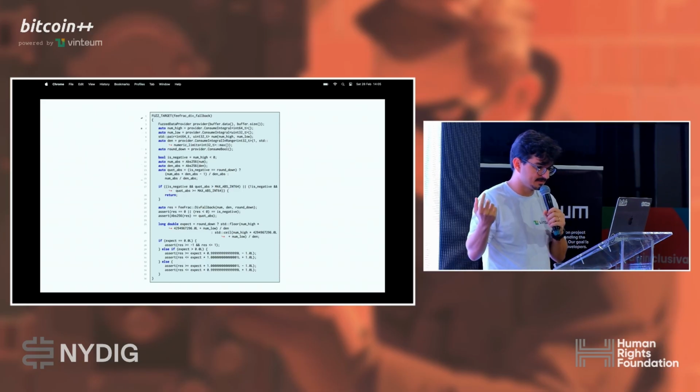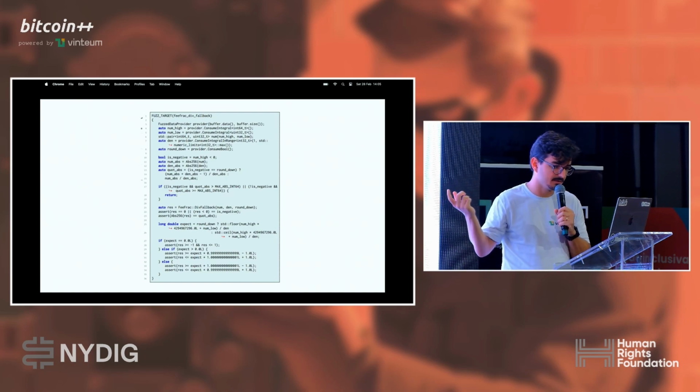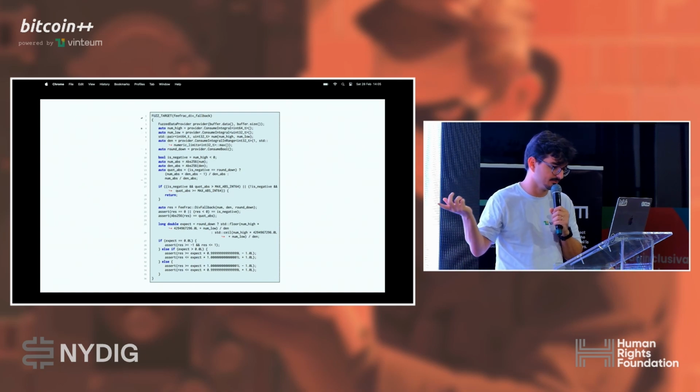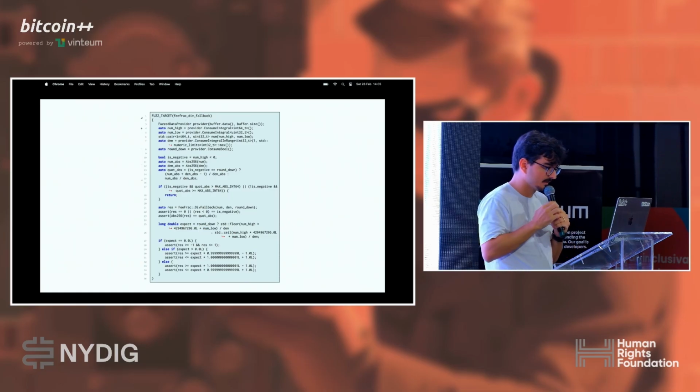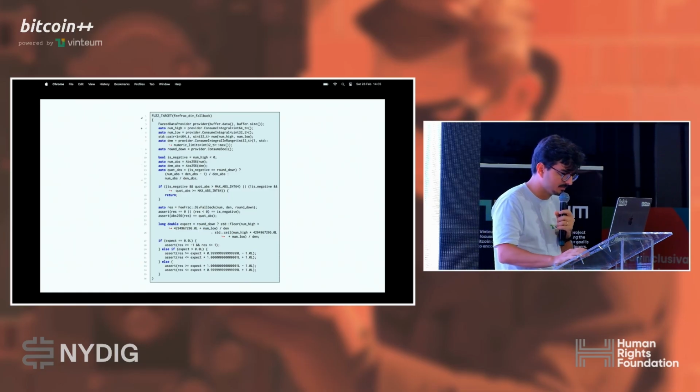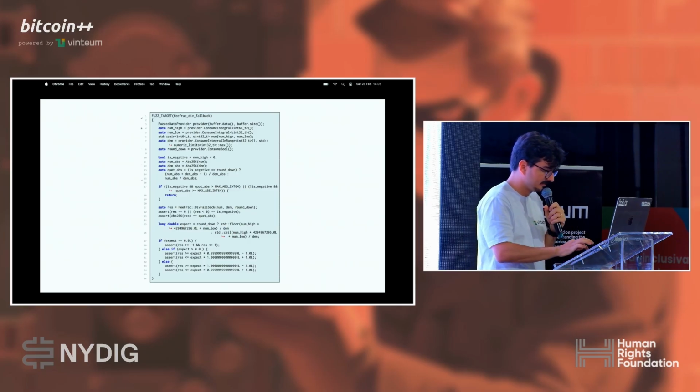And of course, if I introduce a bug in one of these functions, it will be called. So this is another example, I guess. Yeah, fifrac div fallback. But this is just one target.